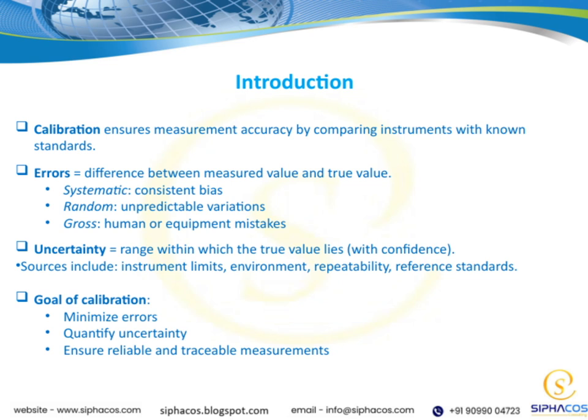This is essentially the range within which we believe the true value lies, and we usually express it with a certain level of confidence. The sources of uncertainty can come from multiple areas, such as the limits of the instrument itself, environmental conditions, how repeatable measurements are, or the reference standards we use.